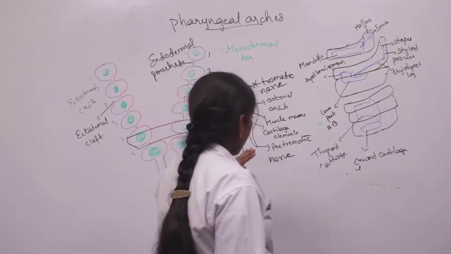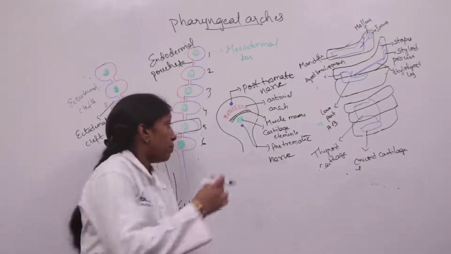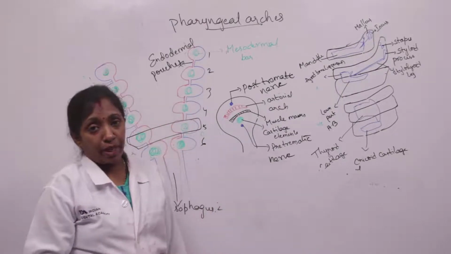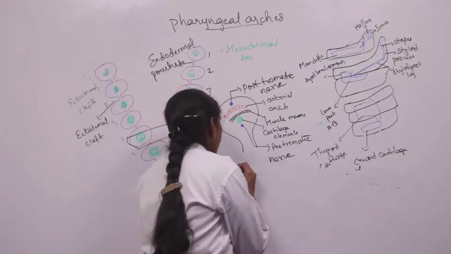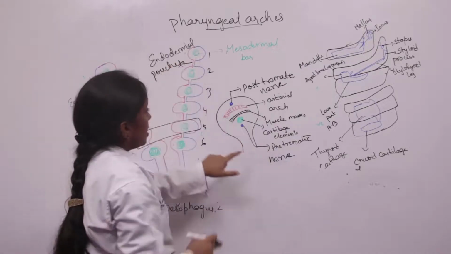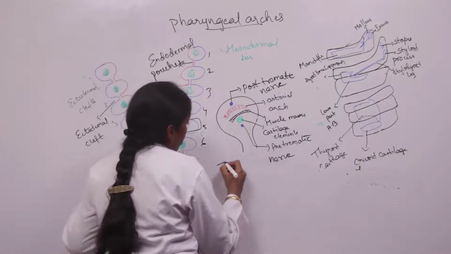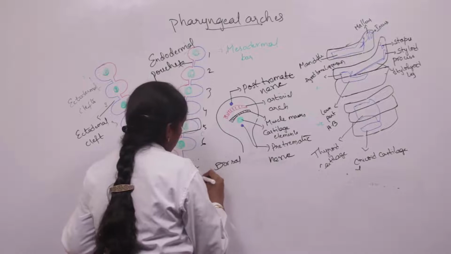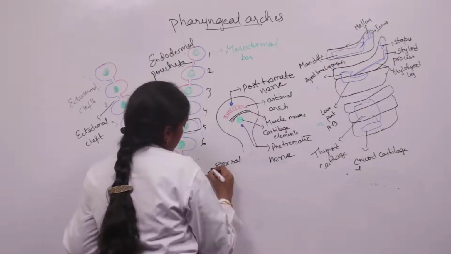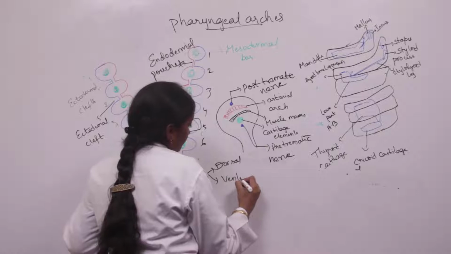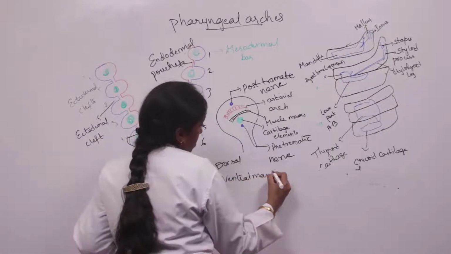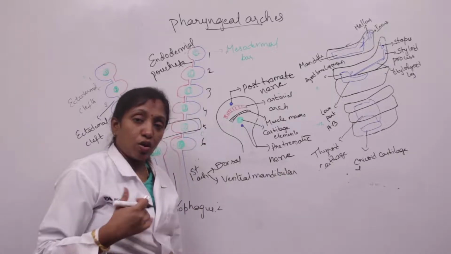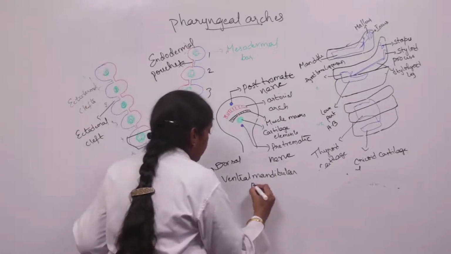So the first arch skeletal element divides into dorsal maxillary process and ventral mandibular part. The first arch we call it the mandibular arch. We can also call it the first arch.